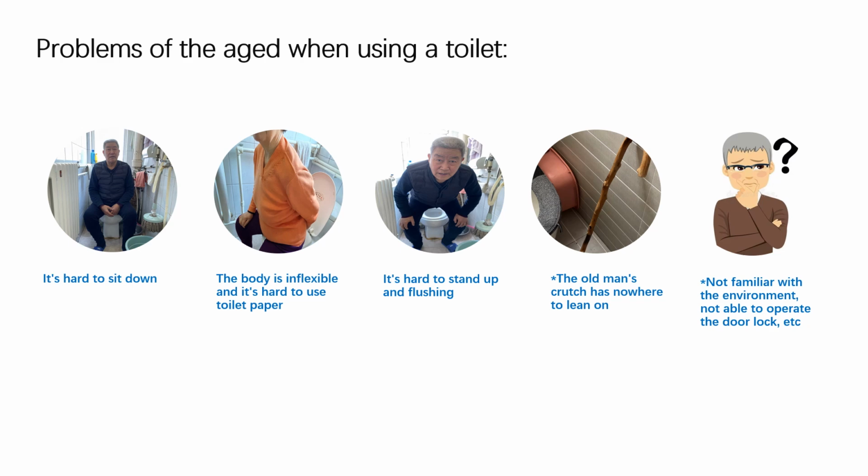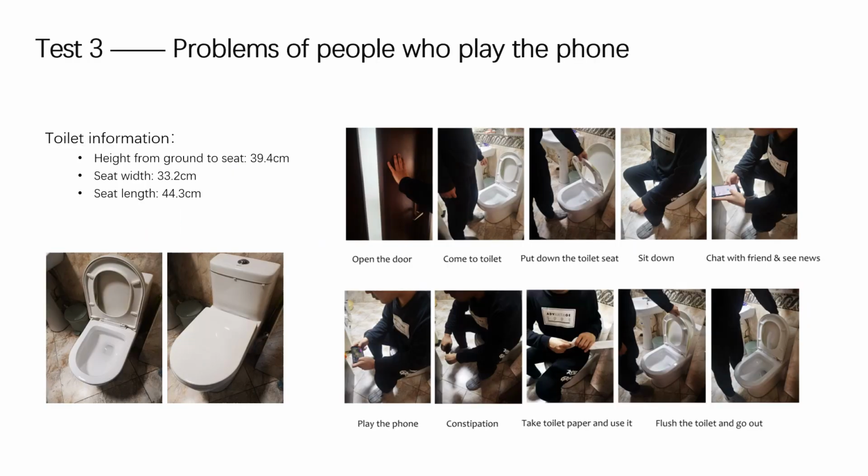We also found some new problems. The first one is that the old man's crutch has nowhere to lean on, and another is that sometimes elderly people are not familiar with the environment, so they are not able to operate the door lock. The last test is about the problems of people who play with smartphones, especially teenagers. Here is a general scenario of people playing with the phone and finally getting constipation. It's really a bad thing.